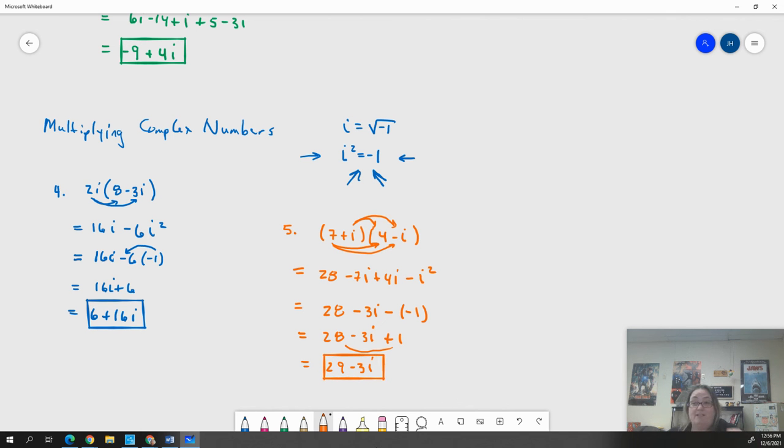So not too bad, right? Everything is just like adding, subtracting, and multiplying any binomials or anything with a variable, right? It's just that if we get an i squared, we have to turn it into a -1 and then treat it accordingly, right? I'm trying to see if I've got anything more complex than that, and I don't know that I do.